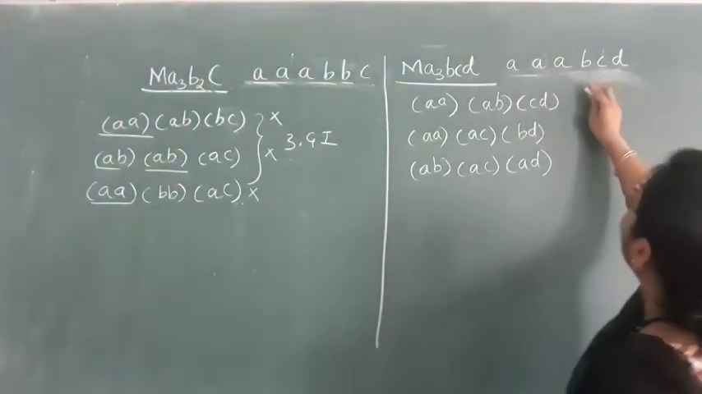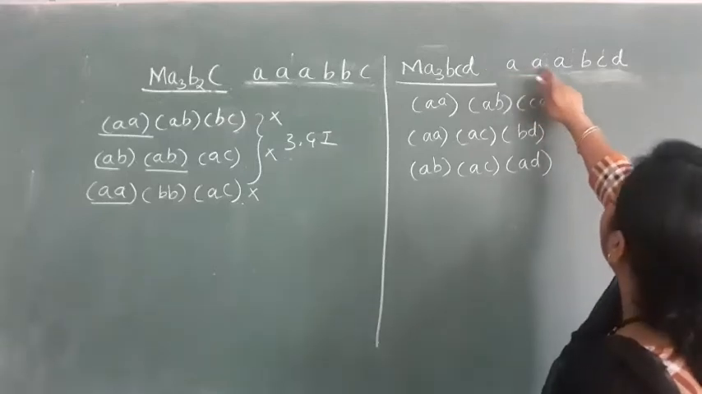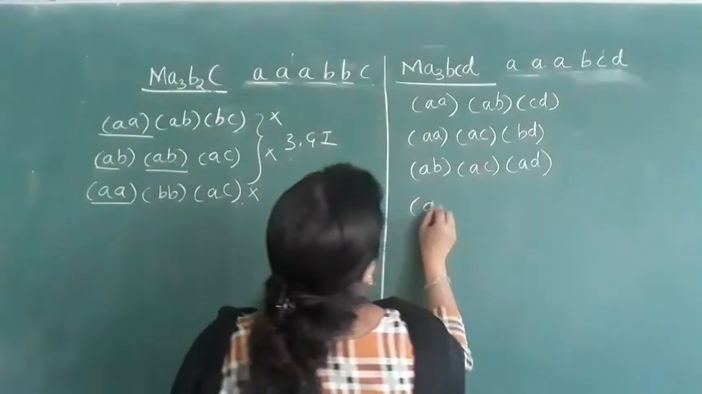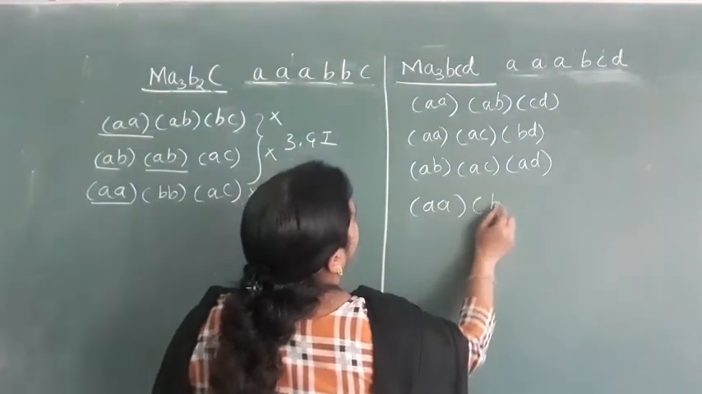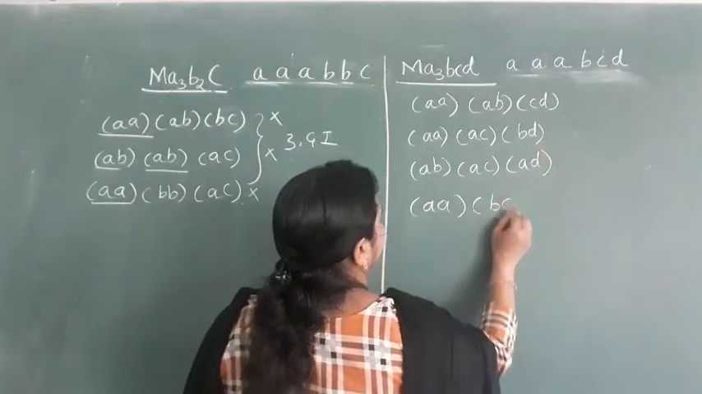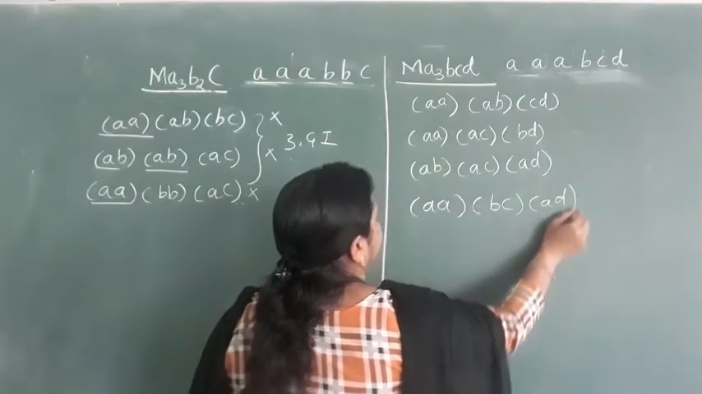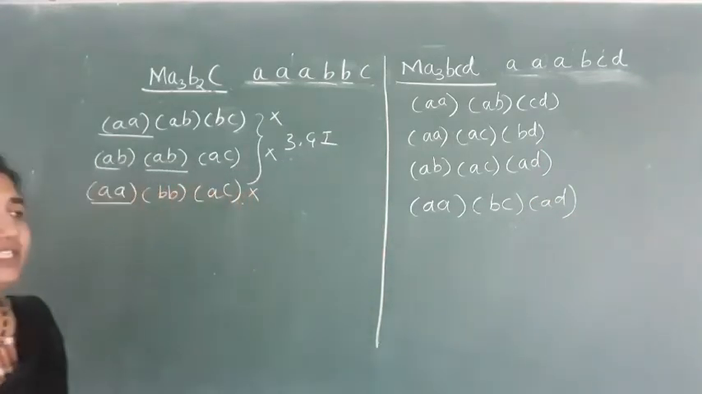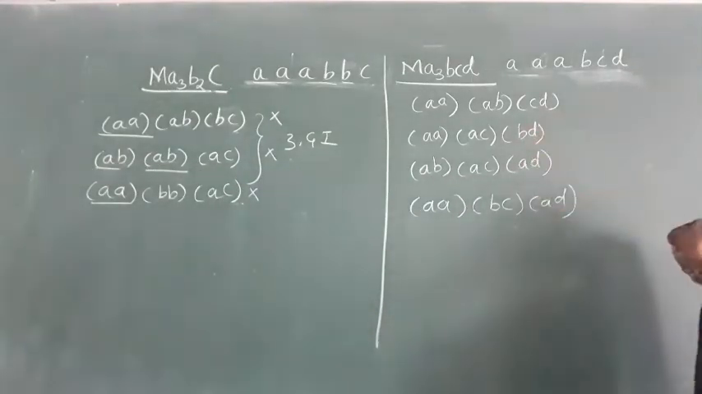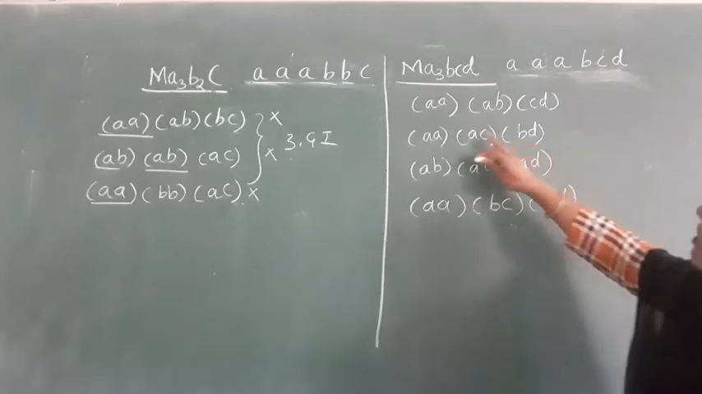Again, next what we can do here, we can do AA, BC and AD. AA, BC and AD. So four possibilities are there in this case, and in this you can see how we can find out optically active or inactive.